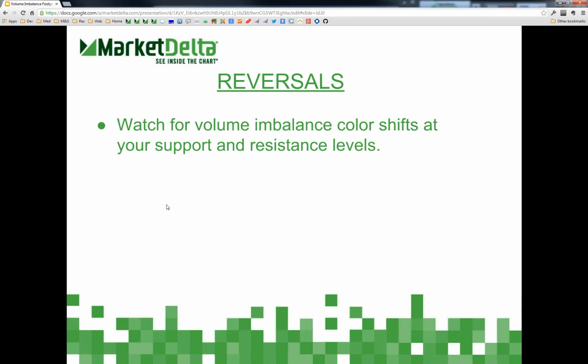Before we go any further, the way to apply this, the volume imbalance footprint, is not a system. I'll repeat that. It's not a system. It's a chart, but it's a chart that's providing you inside-the-bar information and allowing you to react to volume and order flow at these key prices. When would you use that and react? You would react at support or resistance levels.